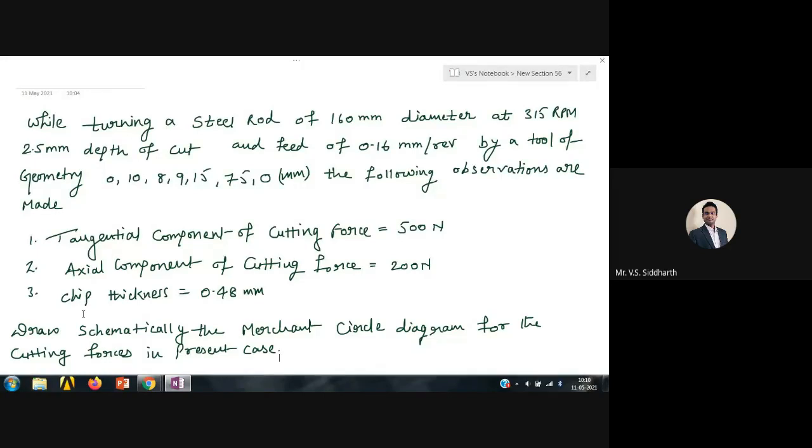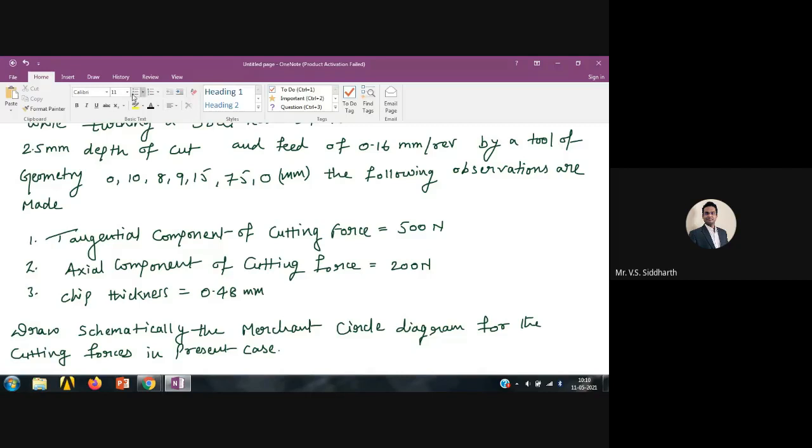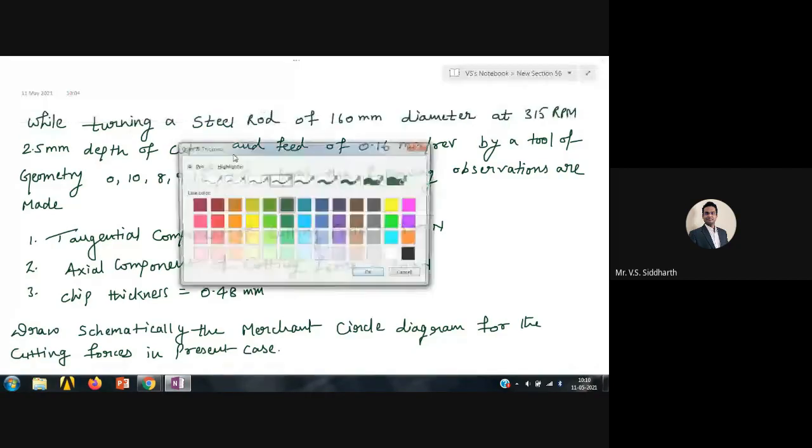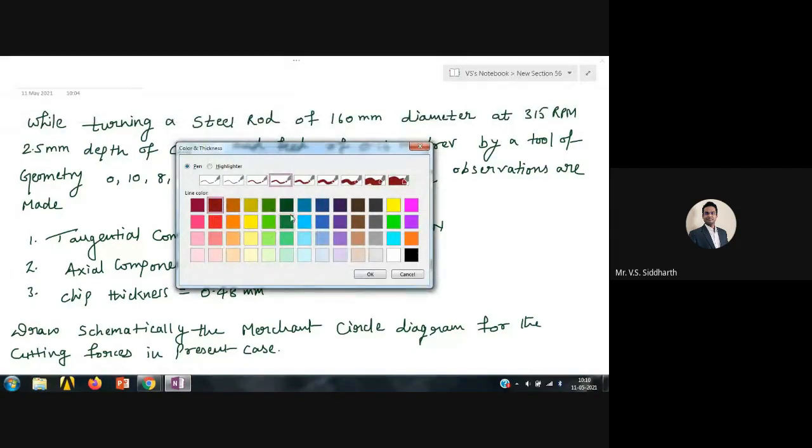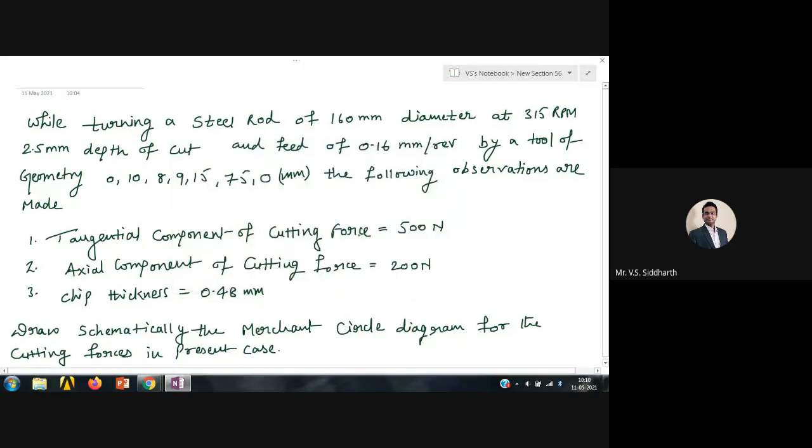So here already two types of forces are given. What are those two forces? Anyone? See this, anytime you see in the question that it is written tangential component of cutting force, that tangential component of cutting force is nothing but FC, F cutting. Tangential component is FC, and the axial component is FCA.